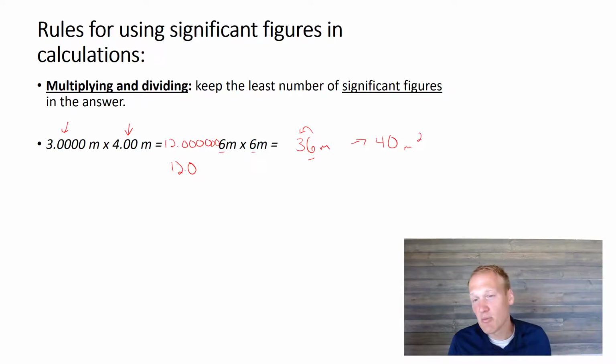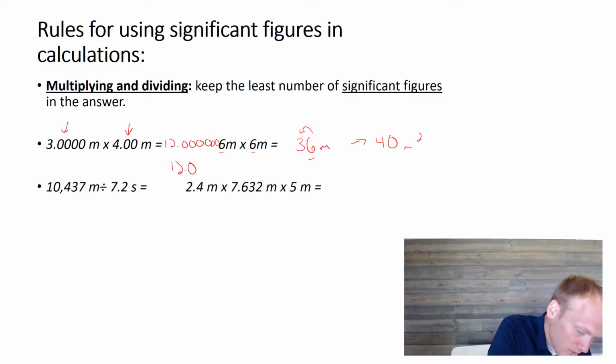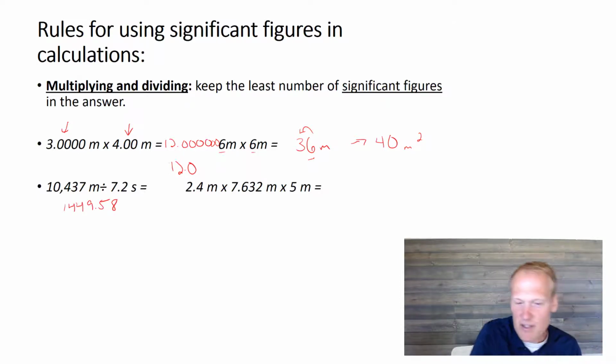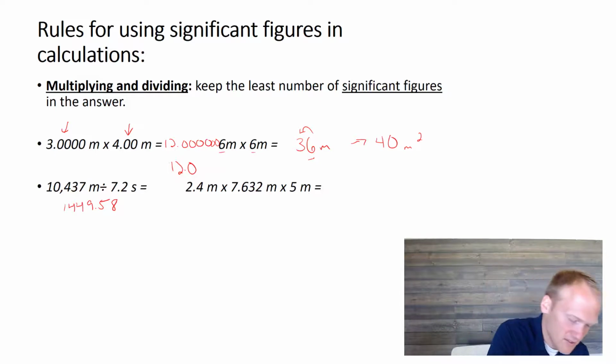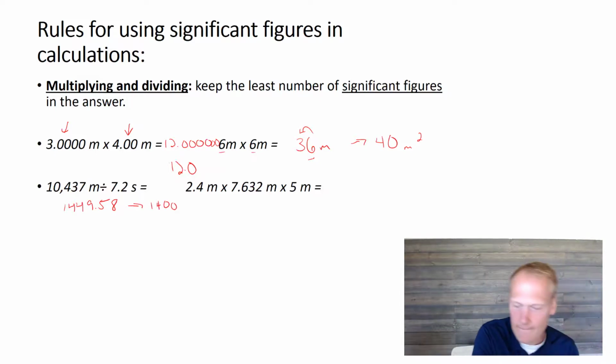If you put a decimal after the 0, that becomes 2 sig figs. So it's just 4, 0, and the 0 is not significant. This next one down here would work out to 1449.58, and 7.2 only has 2 sig figs. So we would round this to just 1400.